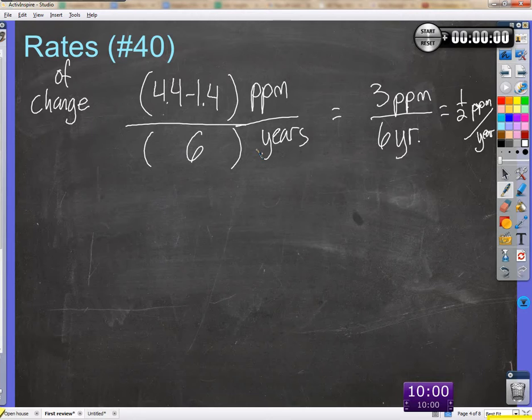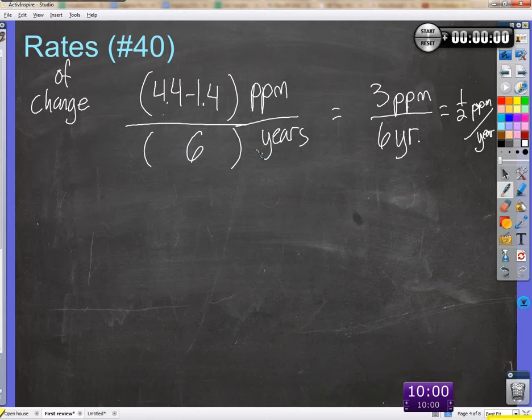Wouldn't you read out 1 per every 2 years? You could. You could read it either way you want to. But if you want the annual, and I know that wasn't in the question, and that's the problem. That's the flaw in the wording of the problem. So you could say 1 part per million for every 2 years, 1/2 of a part per million every 1 year, 3 parts per million for every 6 years. They're all the same thing, right?